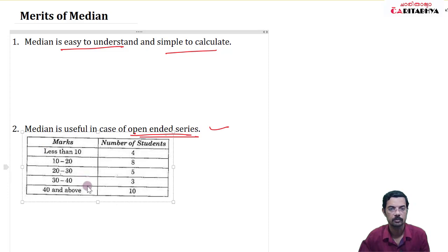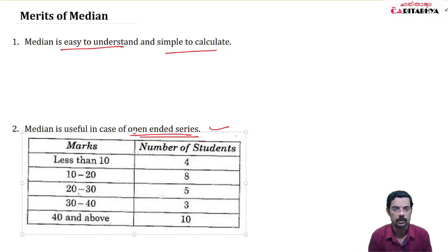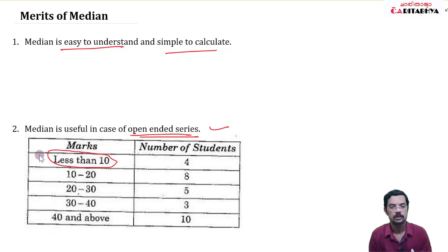What do we observe? We observe that, look, in this class we don't have the lower boundary point. Less than 10 means how much? That is not known to you. And more than 40 and above means it is not bounded below and it is not bounded above also. So this is both side open.